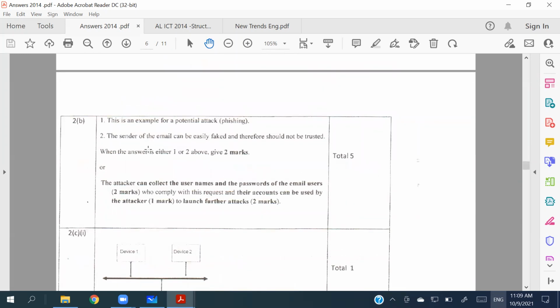So that is why in the marking scheme it says, this is an example of a potential attack, which is phishing. The sender of the email can be easily faked and therefore should not be trusted. When the answer is either 1 or 2 above, give 2 marks, right? Or it can be described like this: the attacker can collect the username and the password of the email user who complies with this request, and their accounts can be used by the attacker to launch further attacks.